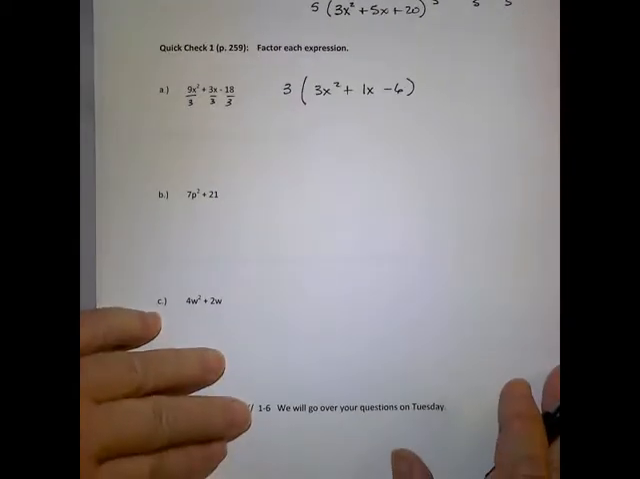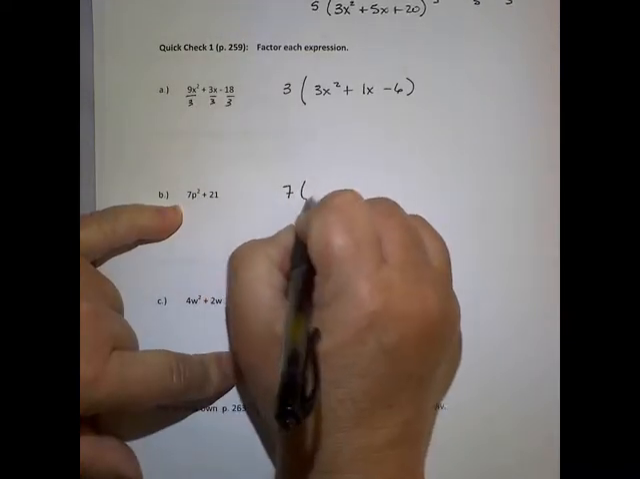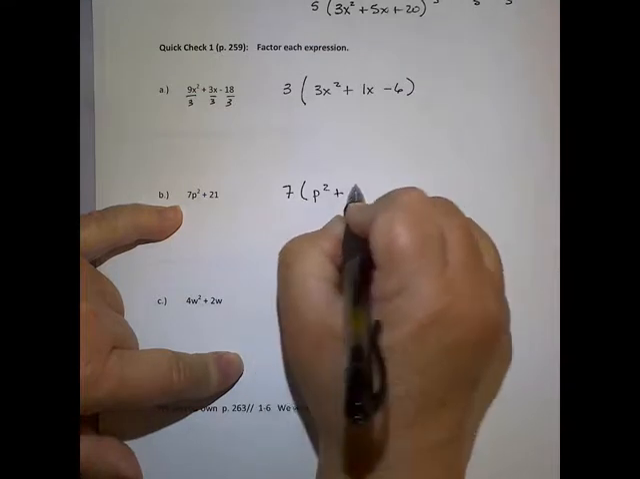Next one. 7 goes into both. I heard you say that. So it's p squared plus 3.